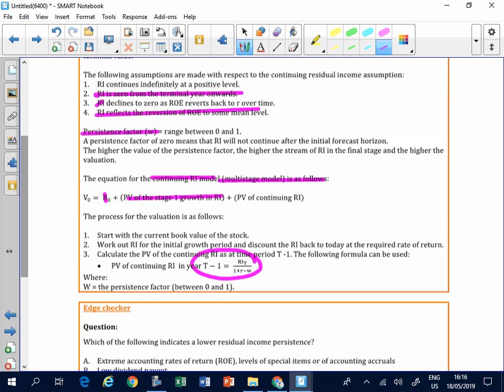So the process: start with the current book value as we've done before, book value today, work out the residual income for the initial growth period, which is going to be higher than the normal or the continuing one, and then lastly, calculate the present value of the continuing residual income at the time period T minus 1. So you're going to work it out at time period T, discount it back 1 year, it's going to be at time period T minus 1. Same thing as with Gordon growth: D1, discount it back, you're going to get to D0 at time period 0. So this is the formula.